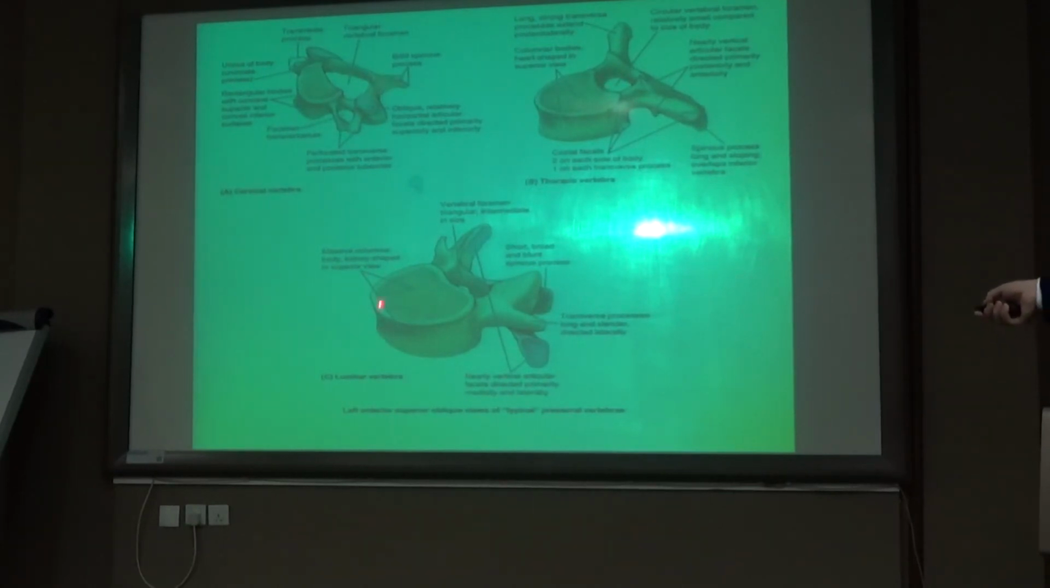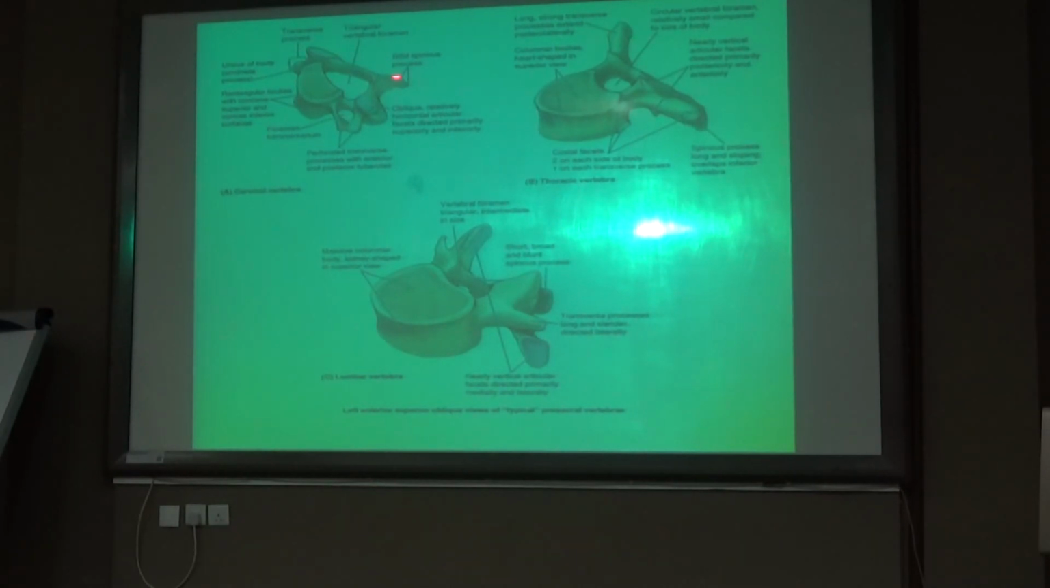This is lumbar, this is thoracic, and this is cervical. So how can you differentiate? On the basis of something very simple. This foramen is not present here and here. It's only present in cervical. There are other points.